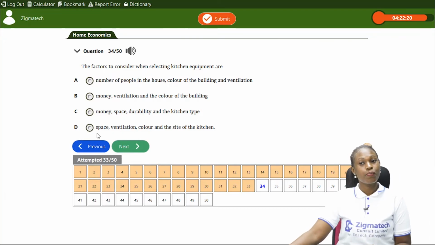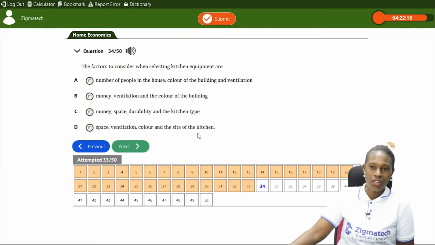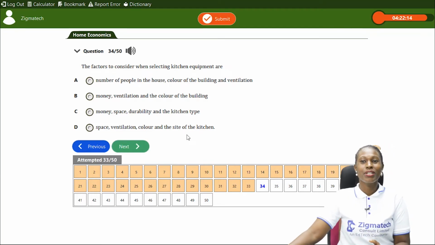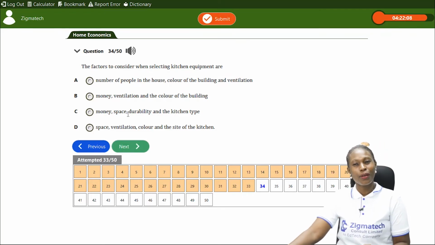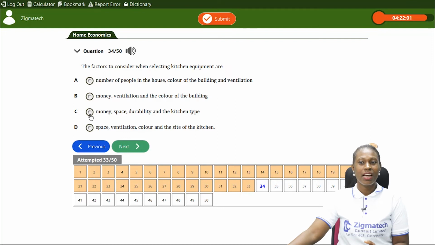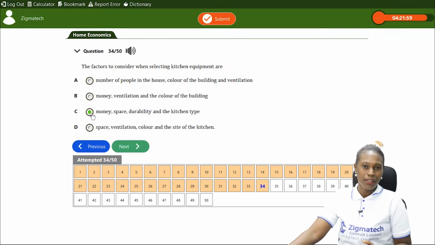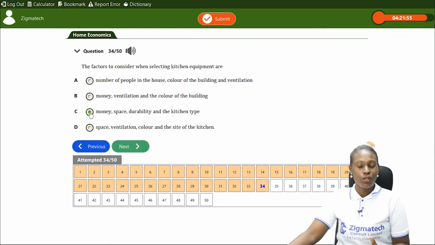Then D, we have space, ventilation, color and the site of the kitchen. Now, if you need to pick or select kitchen equipment, what are the things you should look out for? Now, the answer should be C. Yes, you should have money available, money at hand to pick what you want to pick.